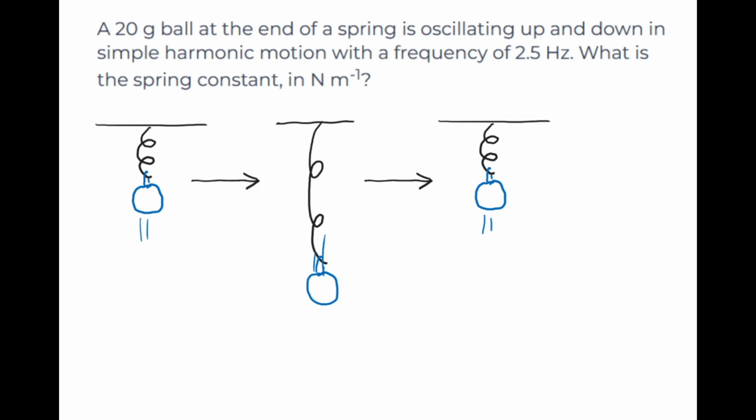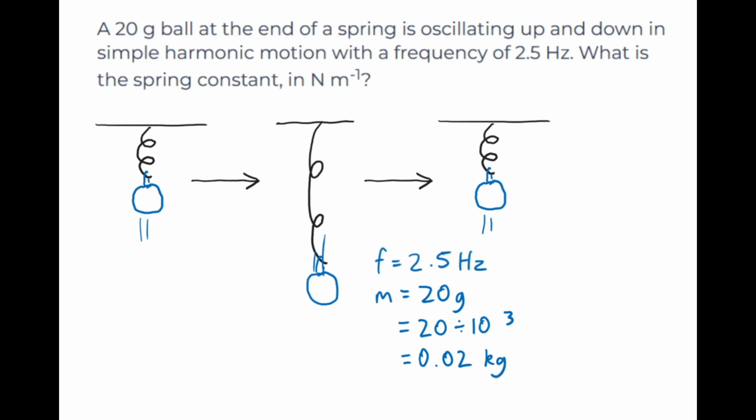The mass of the ball is 20 grams. We need to convert this into kilograms. So we'll add the kilo prefix by dividing by 10 to the power of 3. This turns it into 0.02 kilograms. The frequency is given the symbol lowercase f and is equal to 2.5 Hz. 1 Hz is 1 oscillation per second.